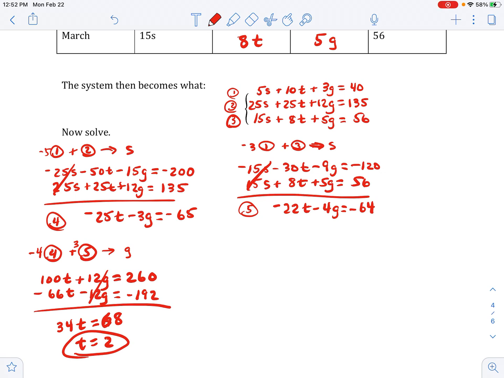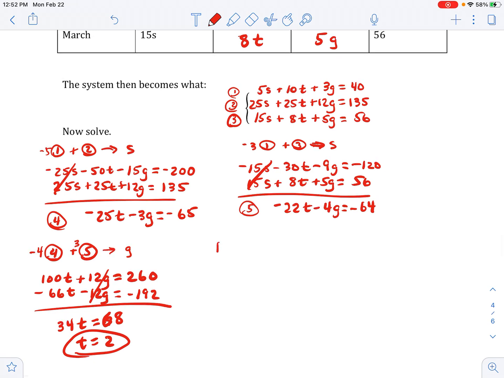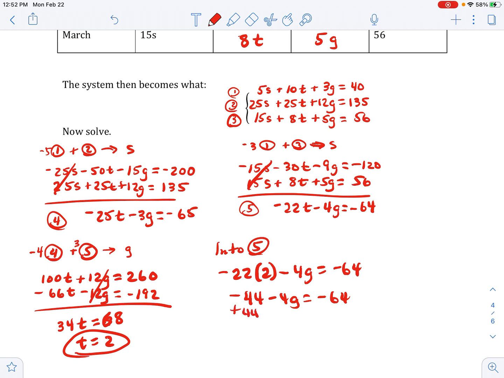So let's go into 5. So negative 22 times 2 minus 4g equals negative 64. That's negative 44 minus 4g equals negative 64. And we're going to add 44 to both sides, and that's going to give me negative 4g is equal to negative 20, which means that g is equal to 5, and games are $5 a piece.